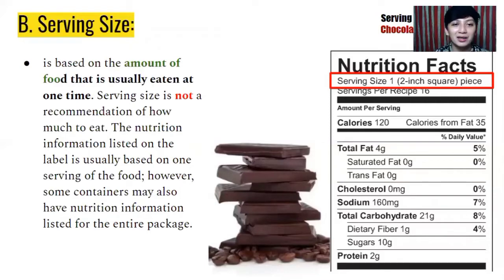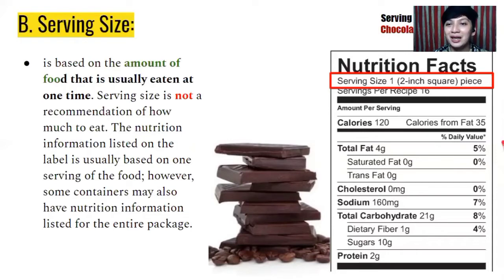And then letter B, serving size. Serving size is based on the amount of food that is usually eaten at one time. Serving size is not a recommendation of how much to eat. The nutrition information listed on the label is usually based on one serving of the food. However, some containers may also have nutrition information listed for the entire package.